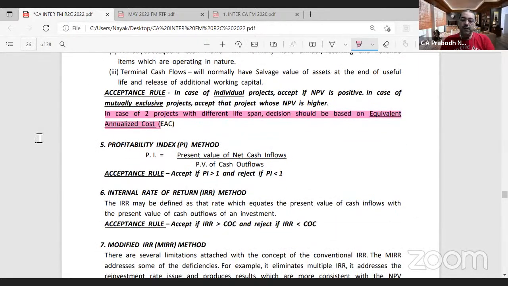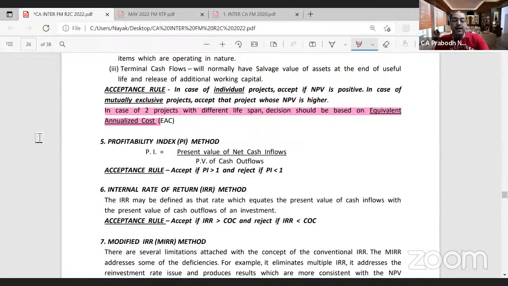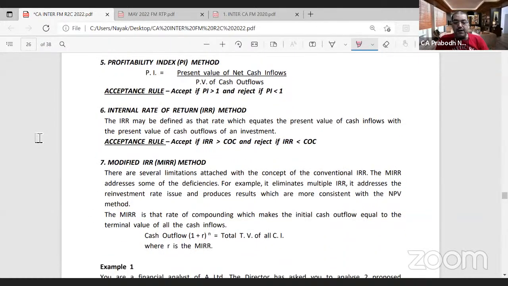Profitability index method. Formula: present value of cash inflow divided by present value of cash outflow. Acceptance rule: accept if the profitability index is greater than 1 and reject if the profitability index is less than 1. Internal rate of return method: accept if IRR is greater than cost of capital and reject if IRR is less than cost of capital. Okay. Modified internal rate of return. This was just done yesterday. MIRR, where the formula is cash outflow into (1 plus r) to the power n should be equal to total terminal value of cash flows.